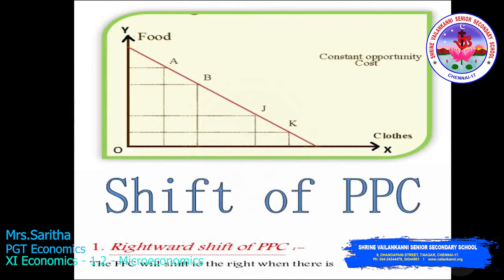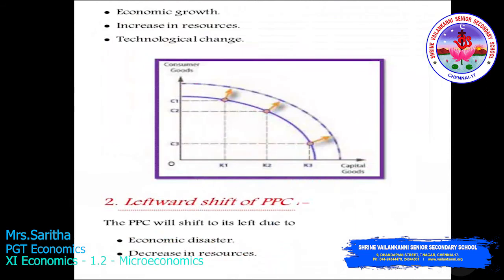The PPC will shift to the right when there is economic growth, increase in resources, technological change. Now let's discuss the rightward shift in PPC. When there is an advancement of technology and an increase in the availability of resources in respect of both the goods, the PPF will shift to the right.